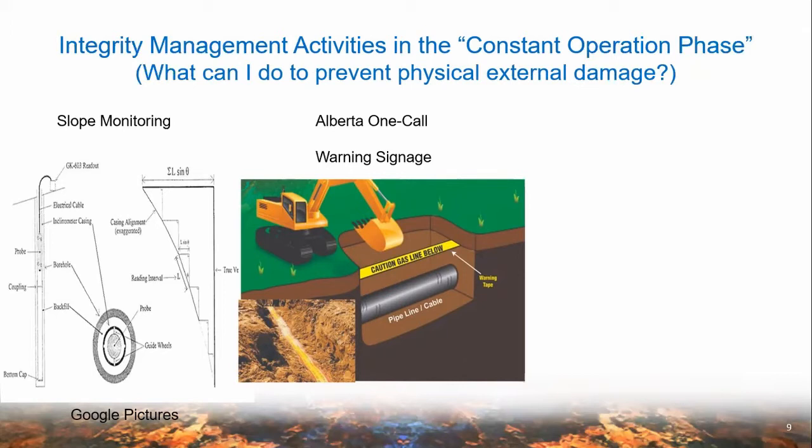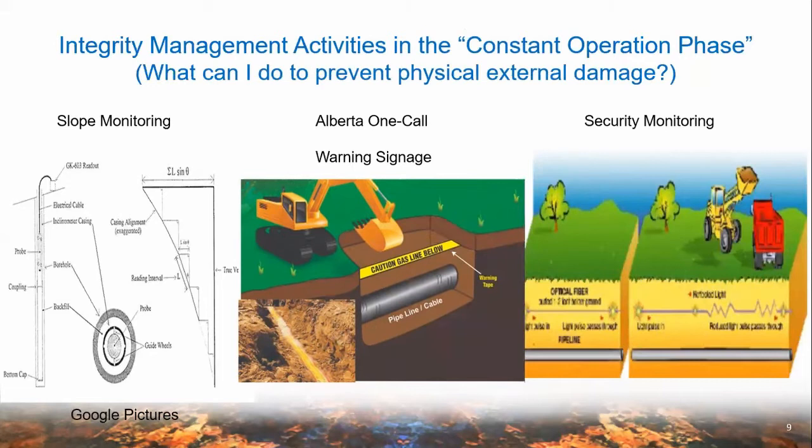We could also place warning signage between the pipeline and the earth surface and hope that the construction crew will notice it and stop the construction. Or we could install a security monitoring system using, for example, fiber optic cable that will provide warning as soon as a disturbance or activity has started.